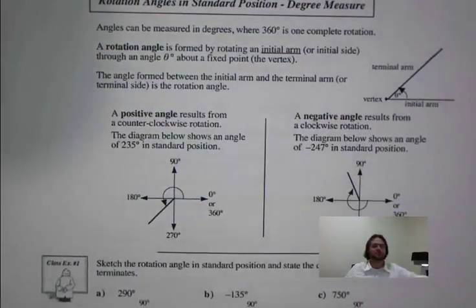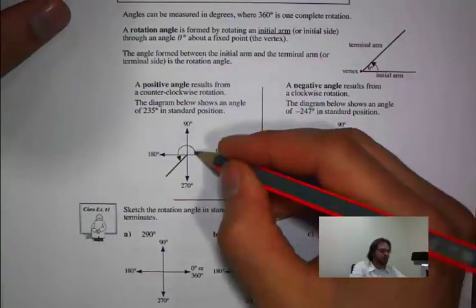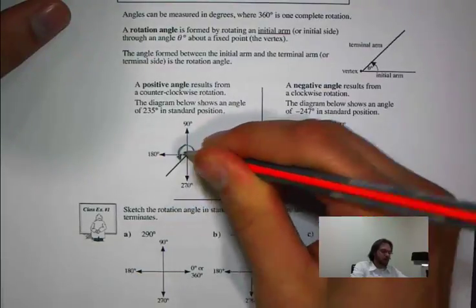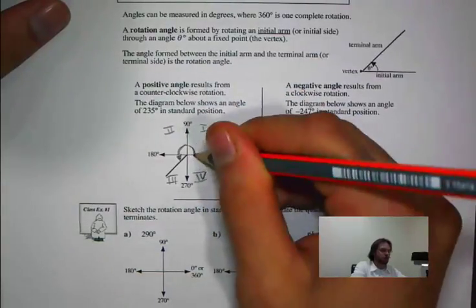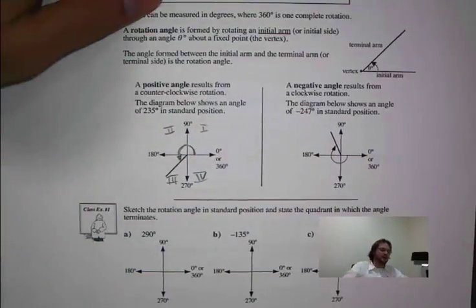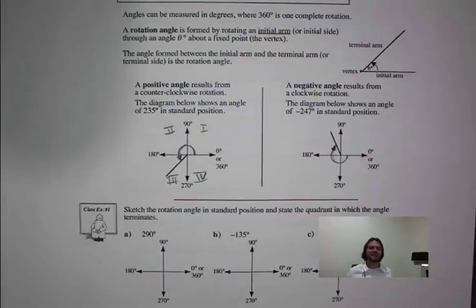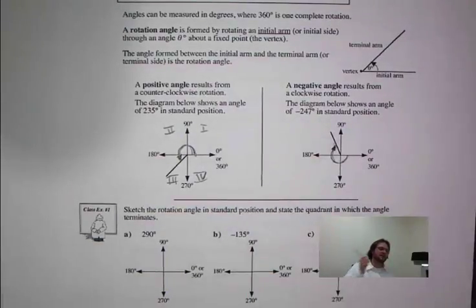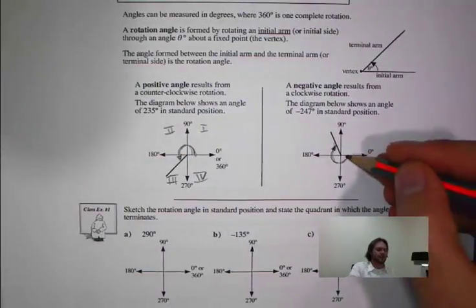If I start off here, we have a positive angle. Every time I have a positive angle, we start at the positive x-axis and follow our degrees, starting in quadrant 1 and going around. If it's negative, we go in the opposite direction. We always start on the positive x-axis: counterclockwise for positive and clockwise for negative.